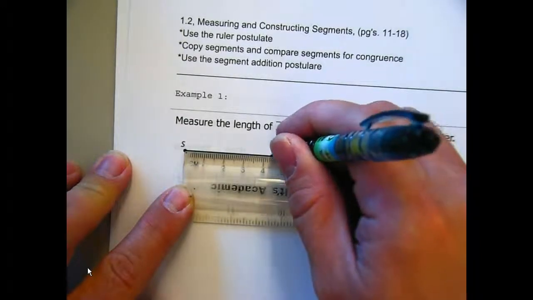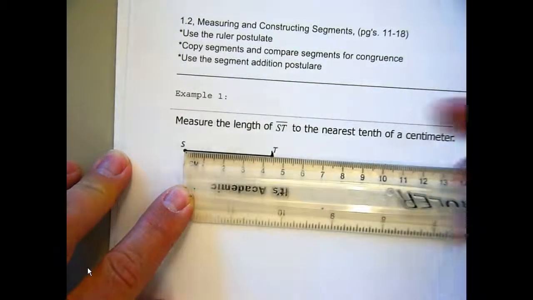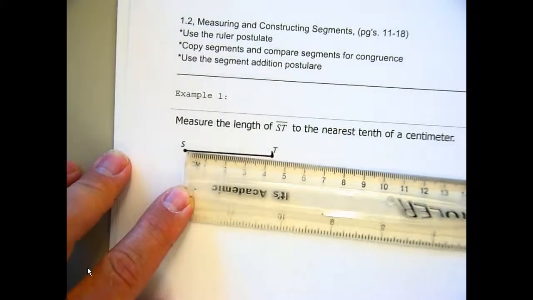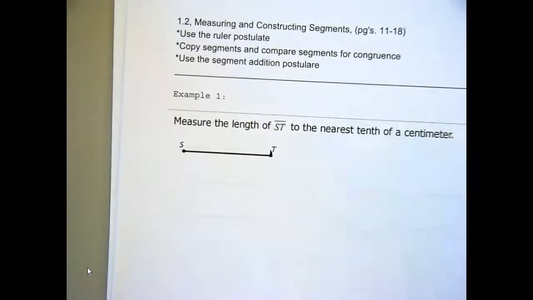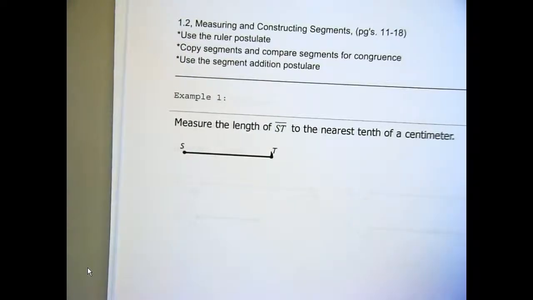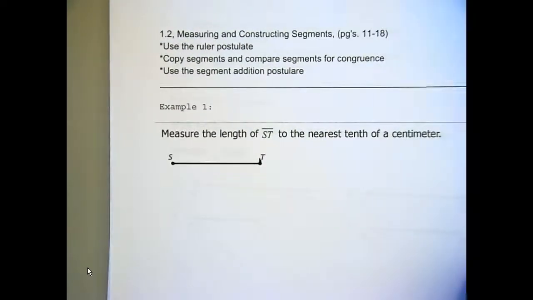What do you guys get? Yeah, mine's a different length. So yours in your book is going to be a little different, but go ahead and take turns measuring on your book there. 3.5? Anyone agree? 3.5? Okay.